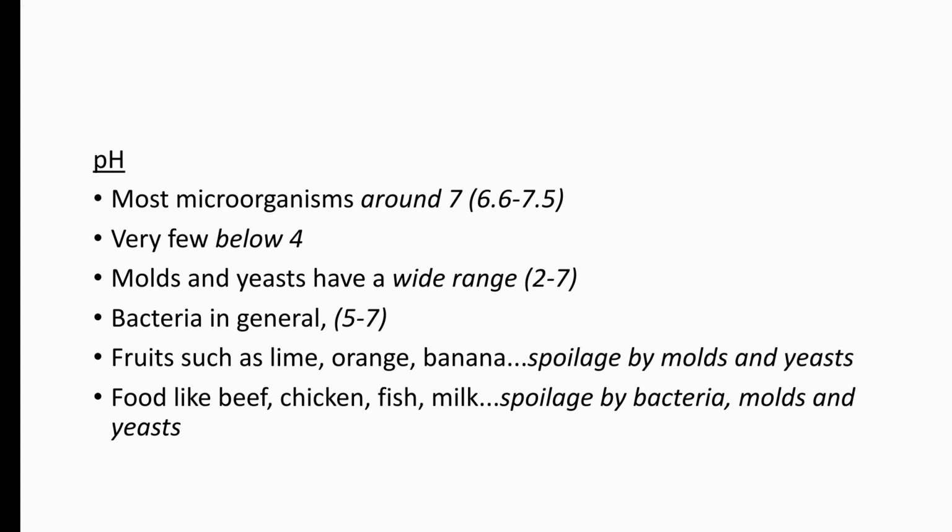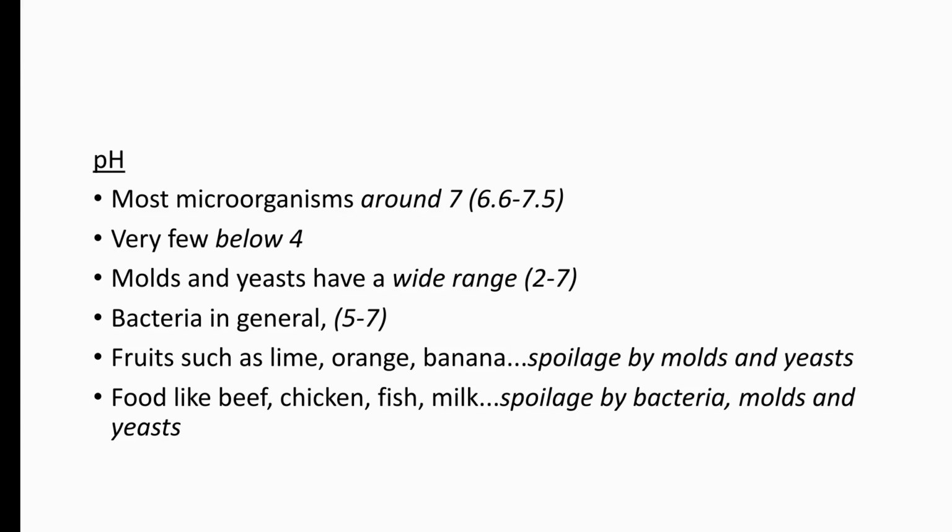Most microorganisms grow around the pH value of 7. Only a very few microorganisms grow below the pH value of 4. Molds and yeasts have a wide range of pH ranging from 2 to 7. Bacteria in general grow around pH values 5 and 7.